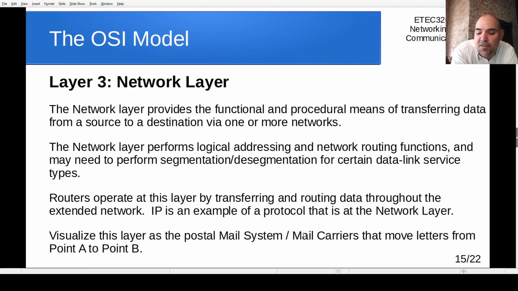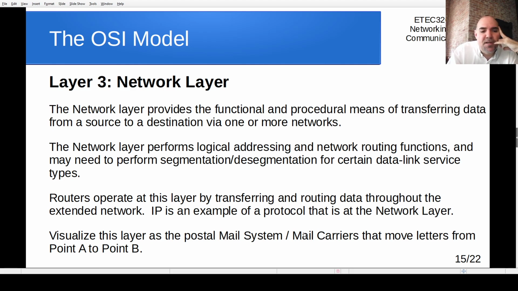In other words, if the packet we have, the datagram, is too large for a data link service type, it needs to be cut down into smaller subframes and then put back together again. And the network layer could be partially responsible for parts of that. All right, so routers operate in that layer. We had mentioned that. And IP is a good example of a protocol that's at the network layer.